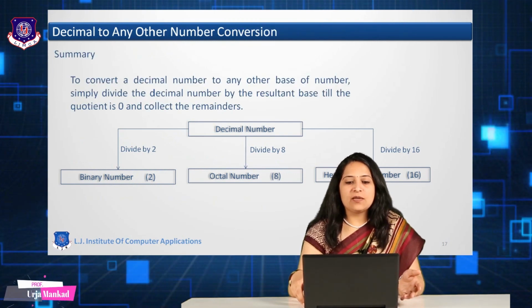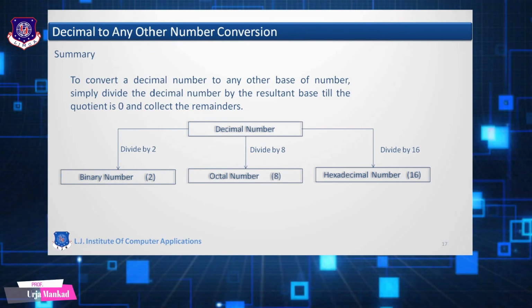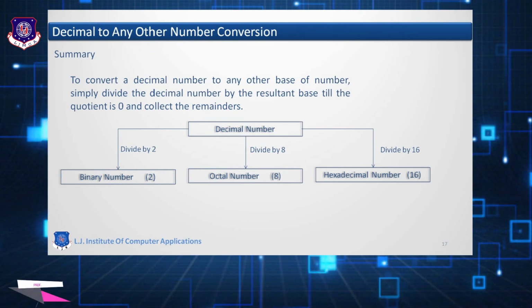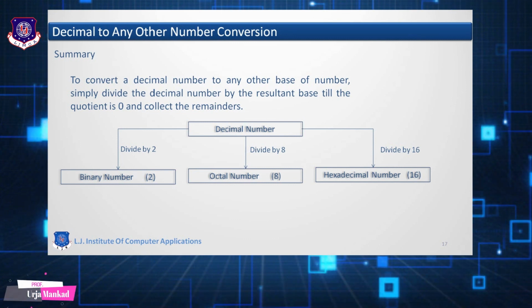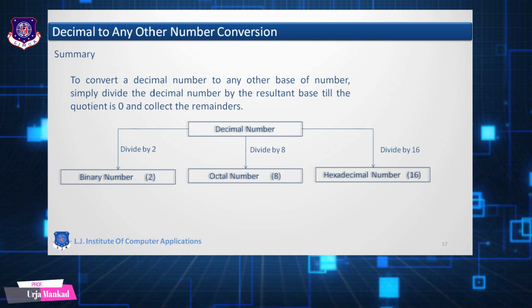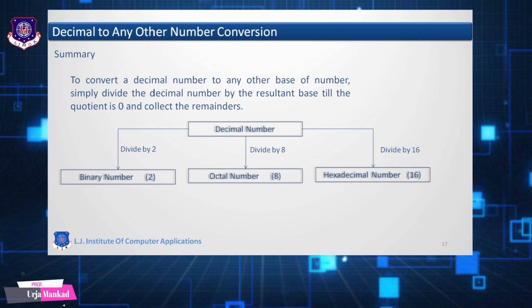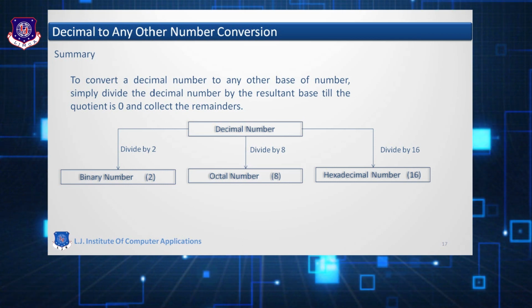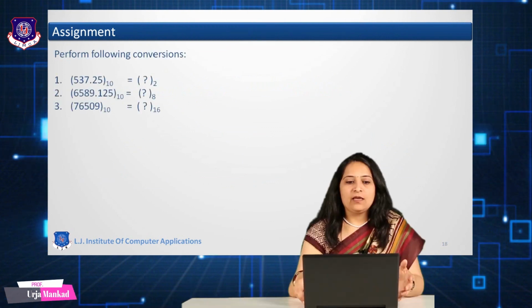So, this is the summary. Finally, we have learned the decimal number to any other number system conversion. The method is the same. For the resultant number system, we have to divide a decimal number by the output base. That is, for binary we have to divide by 2, for octal we have to divide by 8 and for hexadecimal we have to divide by 16.